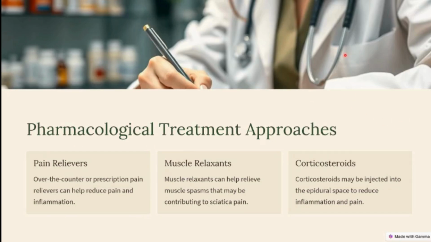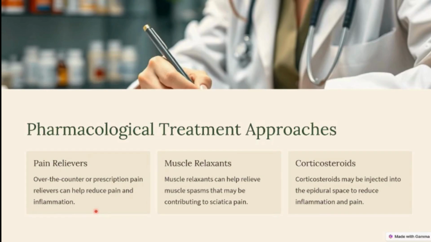Now, pharmacological treatment approach. The primary goals in pharmacological treatment are pain relief and reduction of the inflammation. So here we'll speak about NSAIDs. Ibuprofen and naproxen reduce the inflammation and the pain. Over the counter or prescription pain relievers can help reduce pain and inflammation.